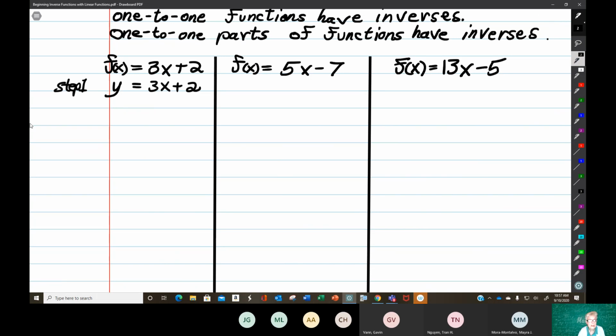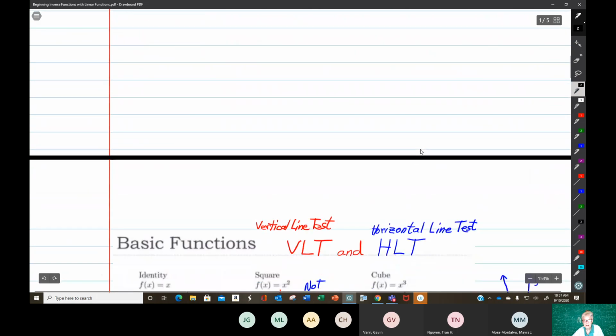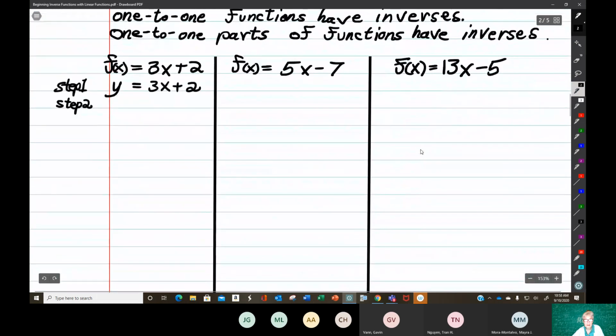Then step 2, which is the most important. Are you ready? Because this one is totally different. Just like back here, where we changed our x's and y's around. We changed the order of the x's and y's. We're going to change the x and the y here.